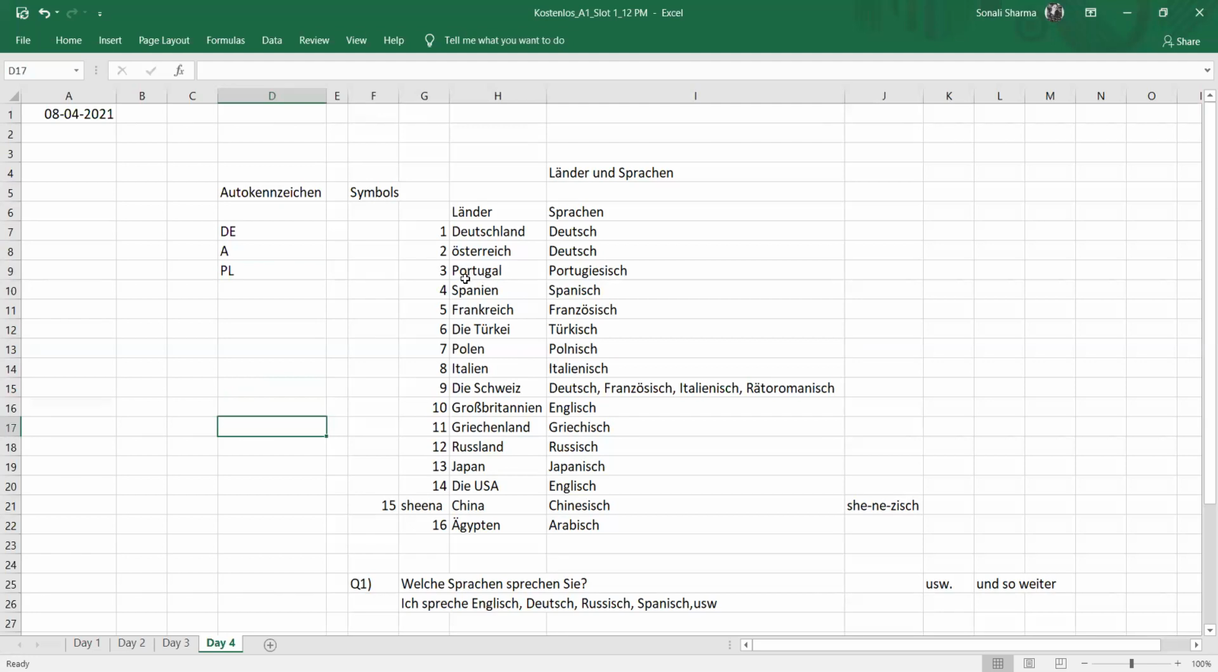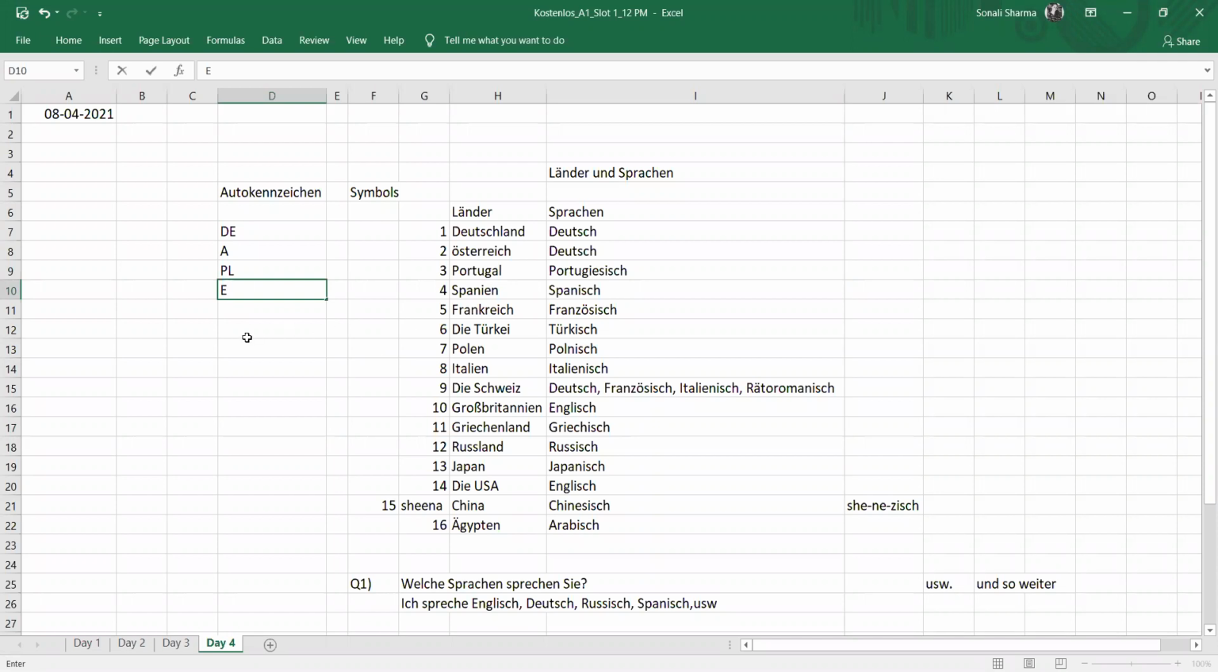So Portugal, the symbol for Portugal is P and the language is Portuguese. Next comes Spanien. For Spanien, the symbol is E.